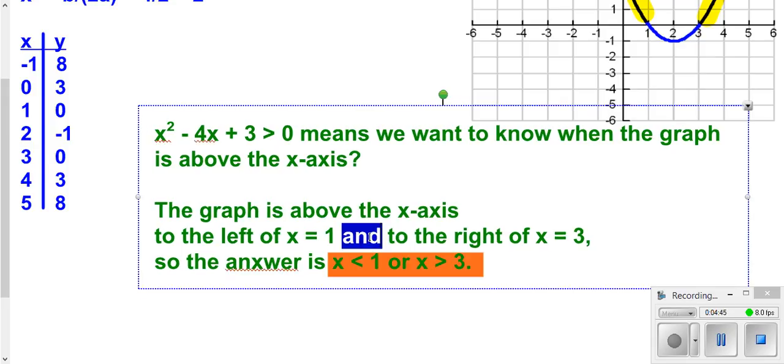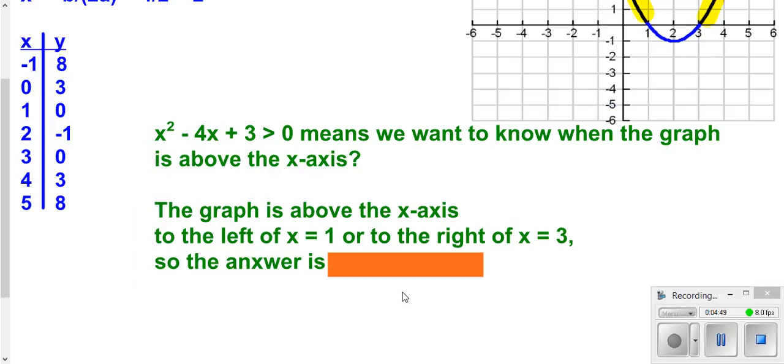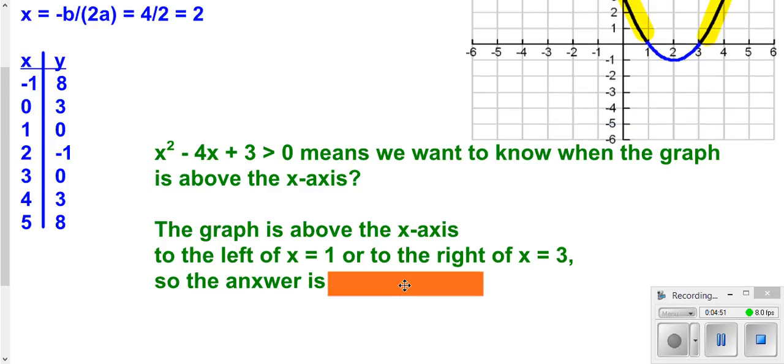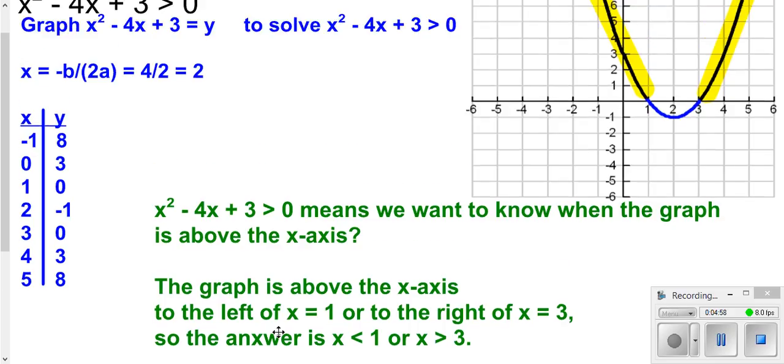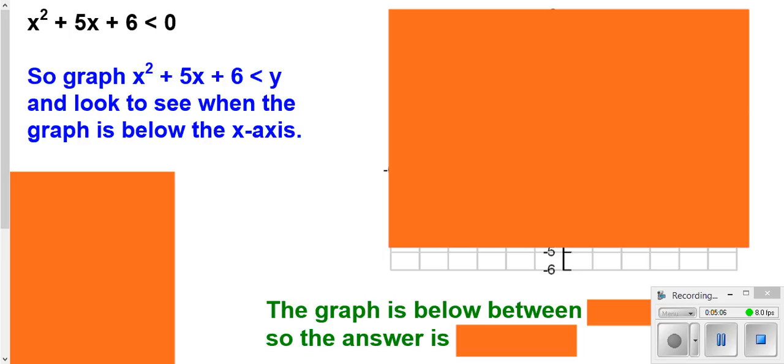And this should be an or statement here because we have 2 regions that work for us. So we can write this then as 2 totally separate inequalities joined by an or statement, where x is to the left of 1, or x is to the right of 3. Both regions work. See if you can then try this one on your own.